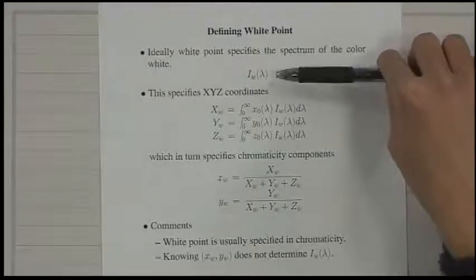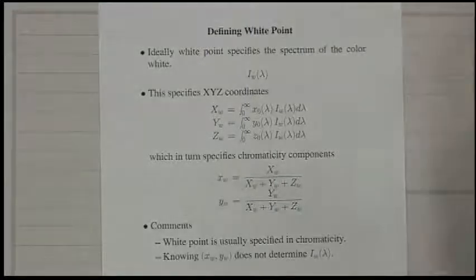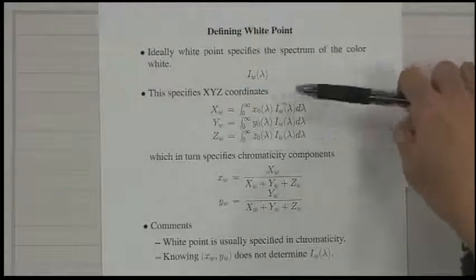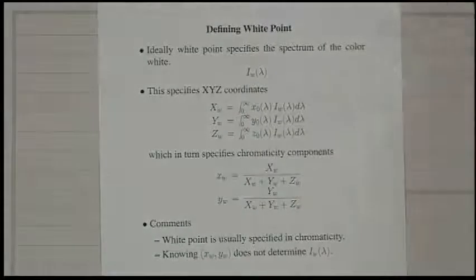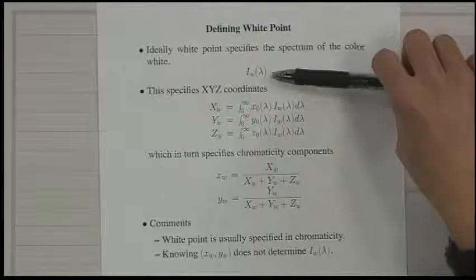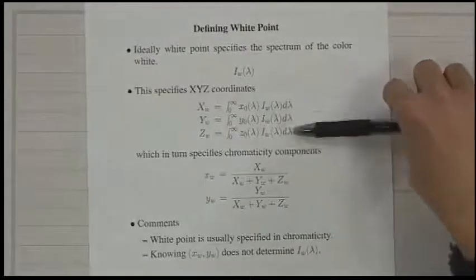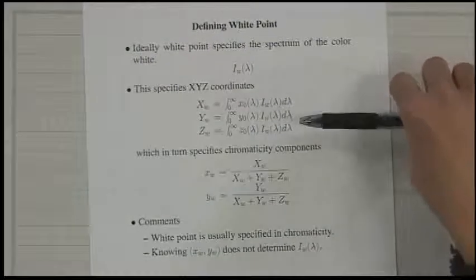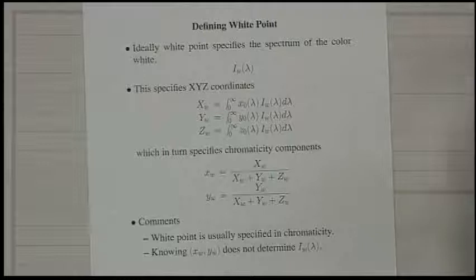But in many cases, we don't worry too much about the power spectrum, and we worry more about the color of the white point. So we can use x-bar, y-bar, z-bar, the color matching functions of the CIE XYZ standard. If we know the spectrum of the white point, we can substitute this spectrum into the integral here to compute the XYZ tristimulus values of the white point. This gives us a simpler specification of the white point.